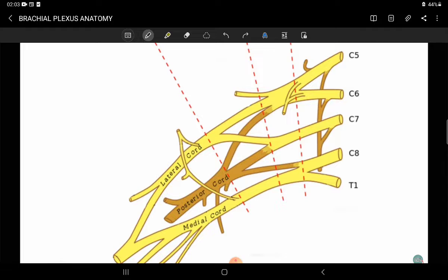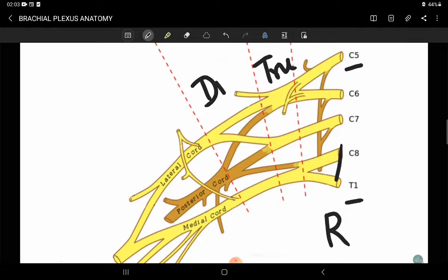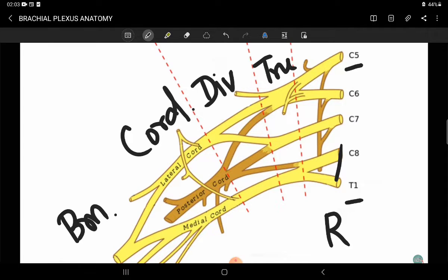So as you know, the brachial plexus consists of a group of nerves starting from C5 to T1. So it can be divided into roots. These are the roots, and this is trunk, this is division, and this is cord, and finally branches. So as you can see, the C5 and C6 join to form the superior trunk, and C7 forms the middle trunk, and C8 and T1 form the inferior trunk. Each trunk has anterior and posterior division.